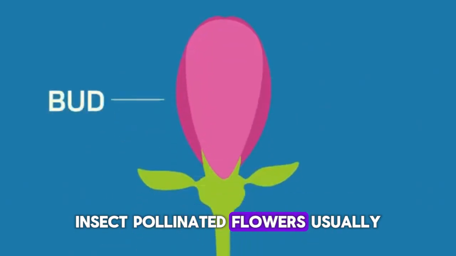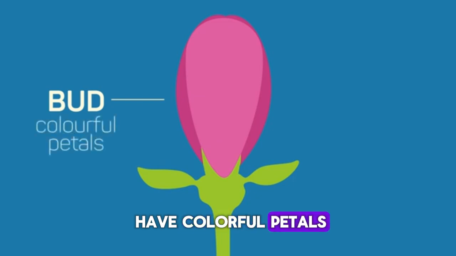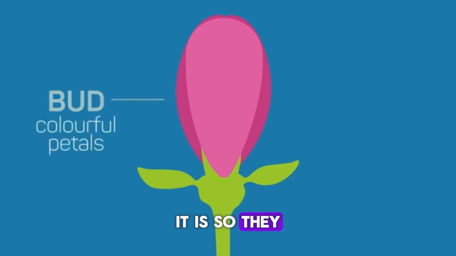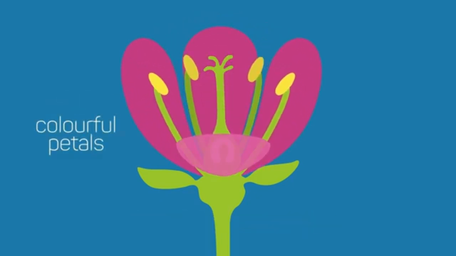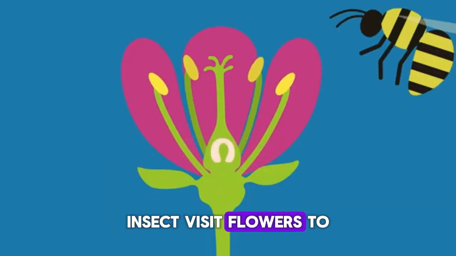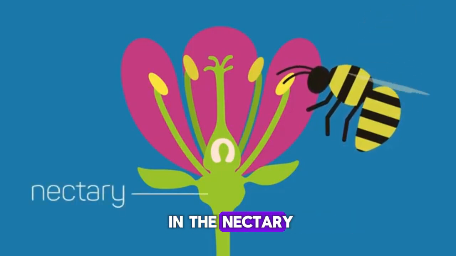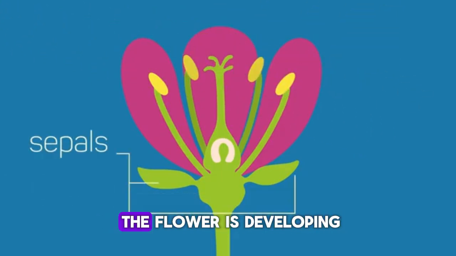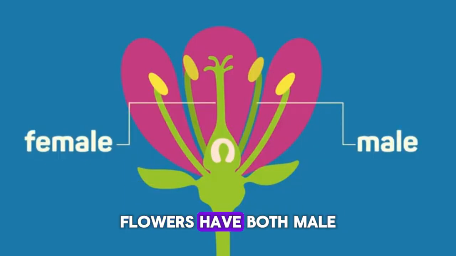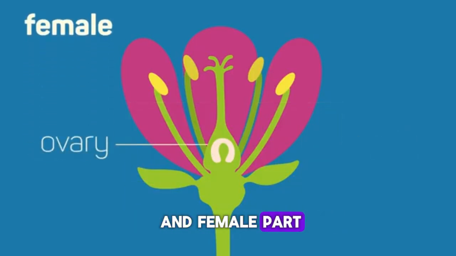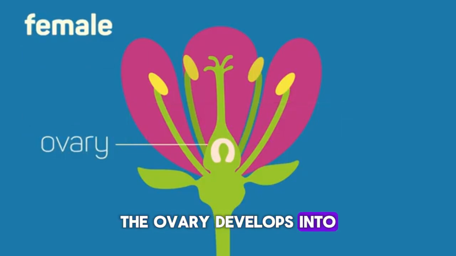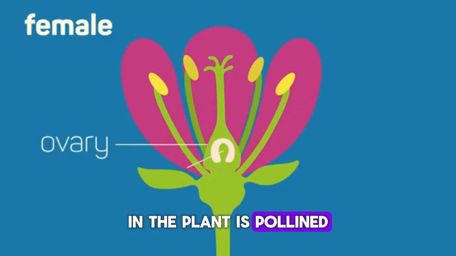Insect-pollinated flowers usually have colorful petals. It is so they can attract the insects. Insects visit flowers to drink the nectar, a sugary substance produced in the nectary. Sepals protect the bud when the flower is developing. Flowers have both male and female parts. The ovary develops into the fruit once the plant is pollinated.